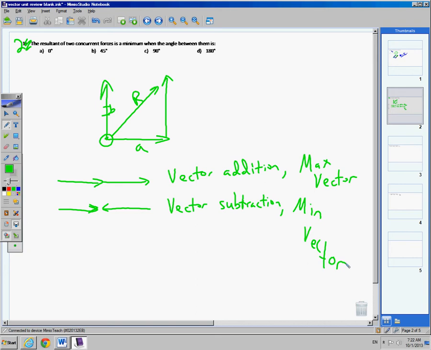So what we have here is at 0 degrees, they're going in the same direction. Where 180 degrees, which is the bottom one, is opposite, equals opposite direction. So the answer is going to be, to give you the minimum, it's going to be 180.